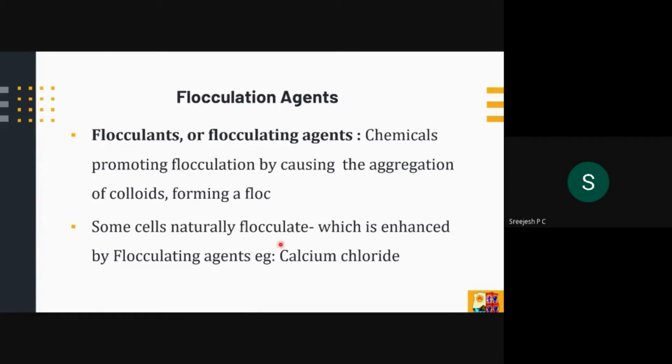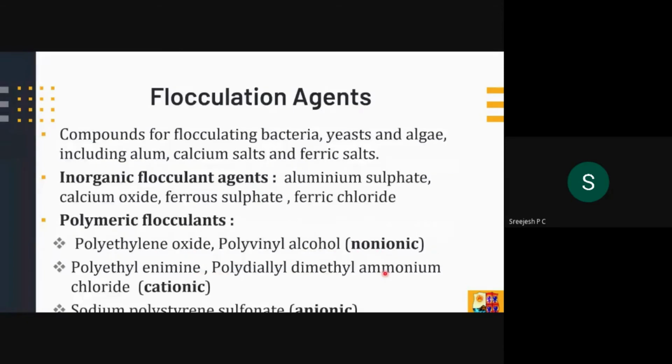So some cells, as I mentioned, are naturally flocculant, but there is another category where, though they are flocculant, their property may be weak, but we need to enhance it by the addition of flocculating agent like the calcium chloride. More details of flocculating agents are being given in this slide. The next slide also will be talking about the flocculation agent itself.